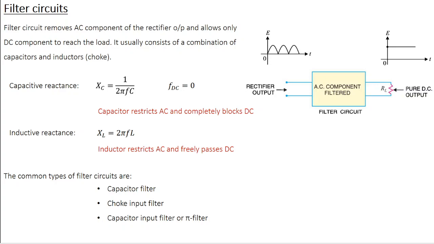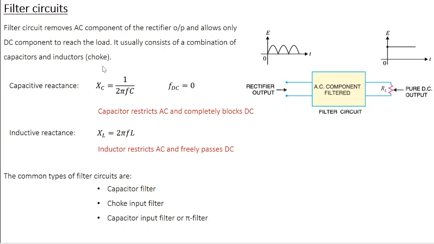In the case of any practical filter circuit, it's not 100% DC. There will be a minor amount of AC component, but for all practical purposes you can treat it as a pure DC output. So typically a filter circuit consists of a combination of capacitors and inductors. By the way, an inductor is also known as a choke.